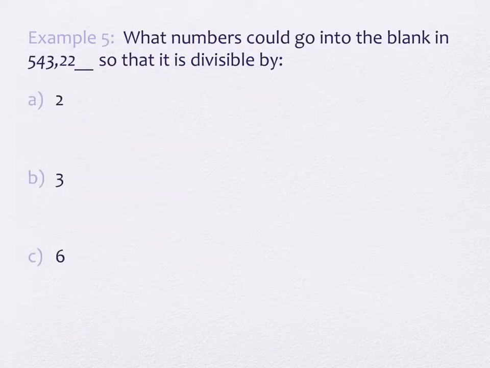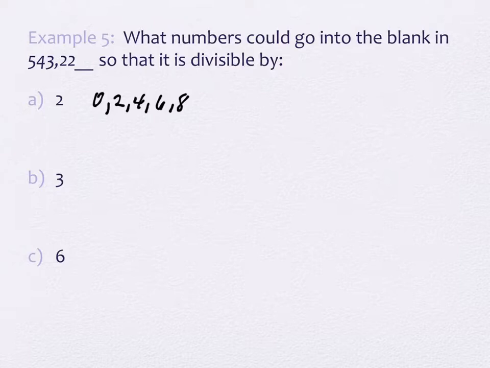All right, I mentioned problems like this occurring last time, that you were going to have some examples of this. We have a number partially given. It's 543,220 something. And we want to know what number we could put in the blank so that it's divisible by each one of the following. Okay? So it's the last digit. What number could go in the blank so that this number would end up being divisible by 2? Right? Any even number at the end will make the entire number divisible by 2.